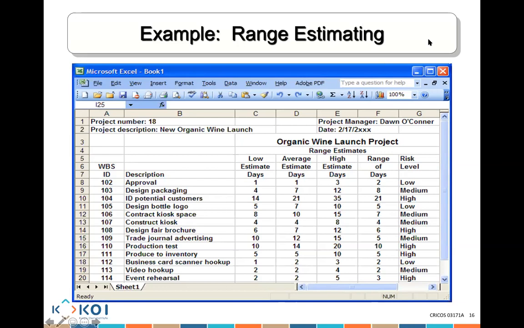Does that make sense? Yes, sir. So 1 times 1 plus 4 times 1 plus 1 times 3, divided by 6. How did you get 6? 1 plus 4 plus 1 equals 6. That's why you divided by 6. Does that make sense, guys? Yes, sir. Let's continue.